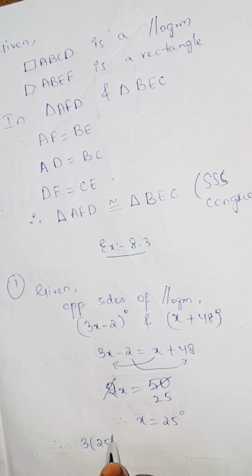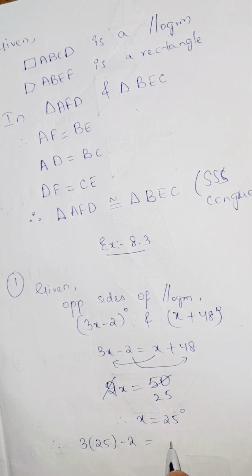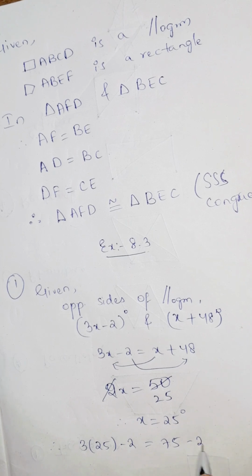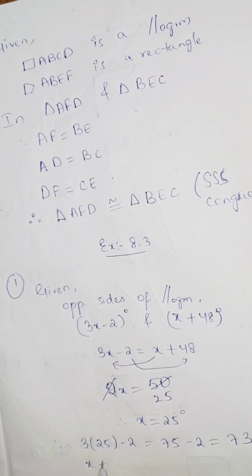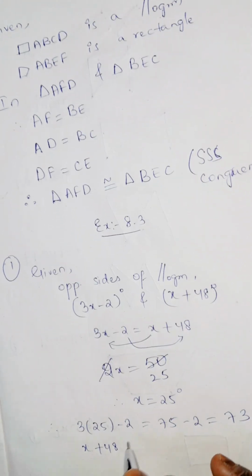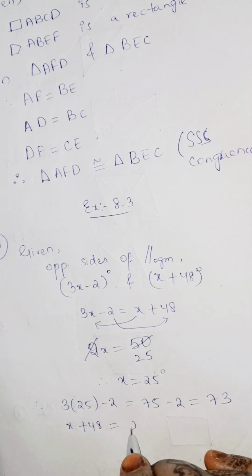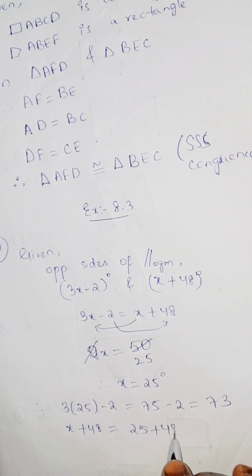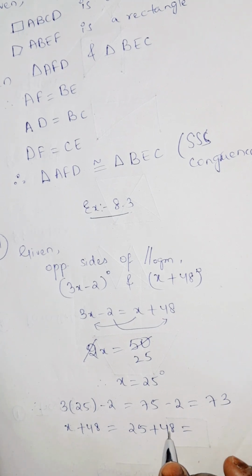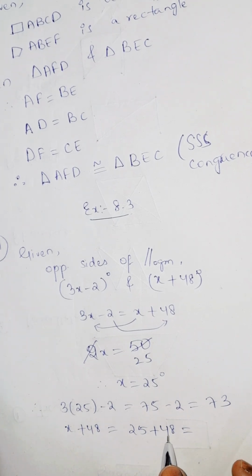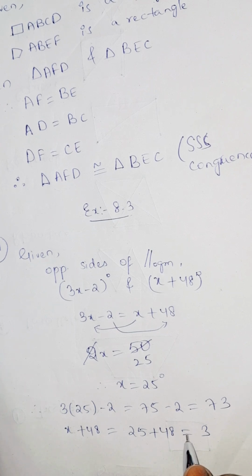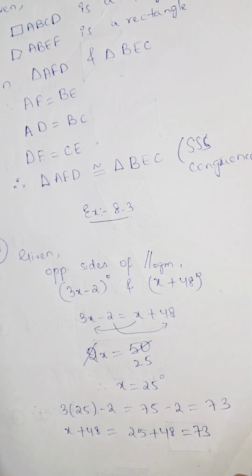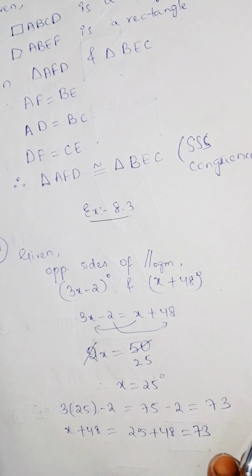So it means one angle is what? 3 into 25 minus 2. 5 3s are 15, 3 2s are 6, 7. 75 minus 2 is how much? 73 is the one angle. Next is x plus 48, which means 25 plus 48, which is equal to how much? 8. 5 5s, 10. 10 plus 3, 13. 4 plus 1, 5. 5 plus 2, 7. 73. So all angles are how much? 73. Okay.